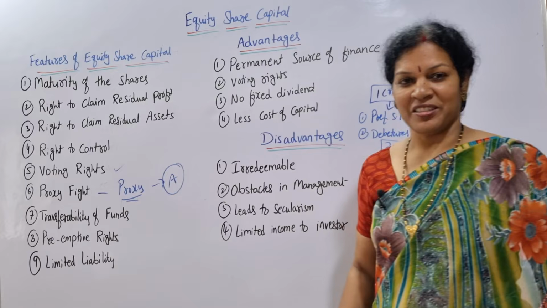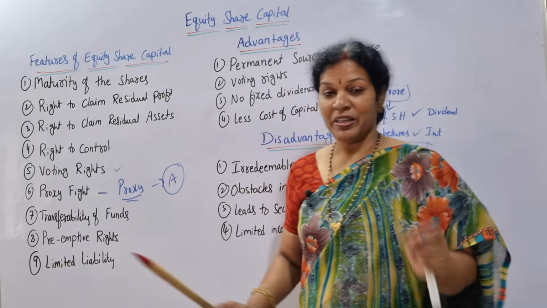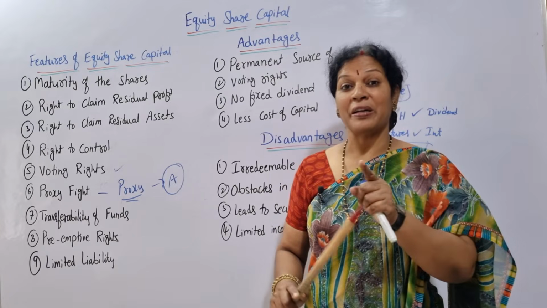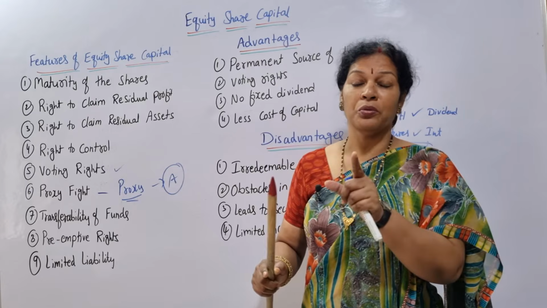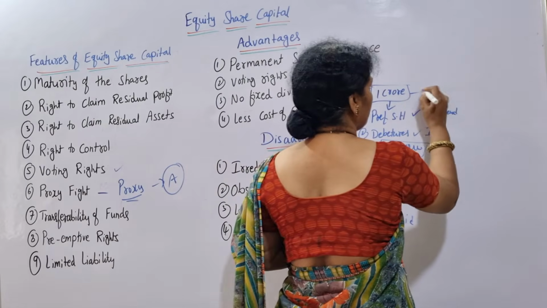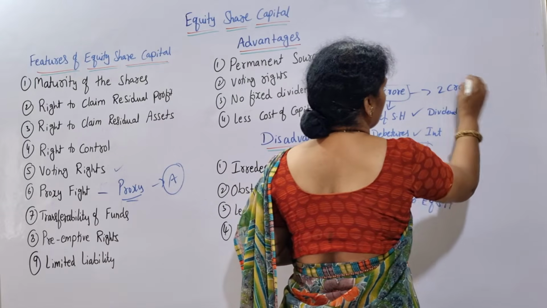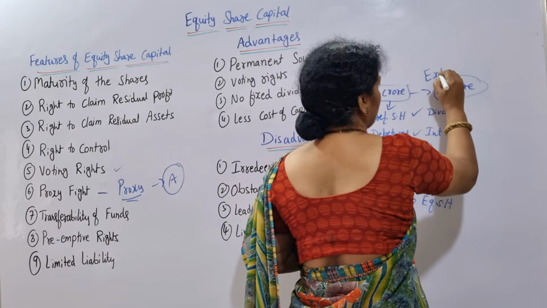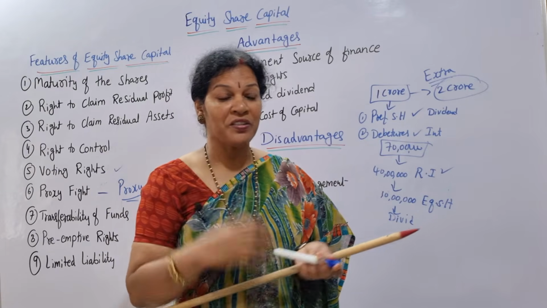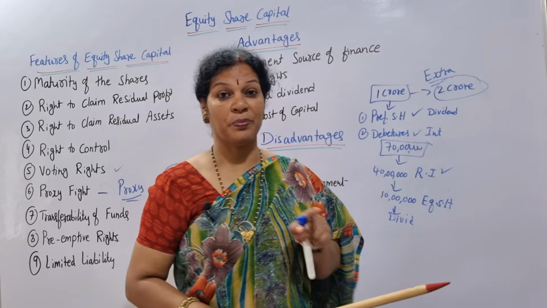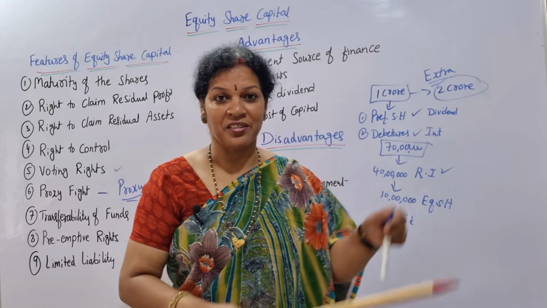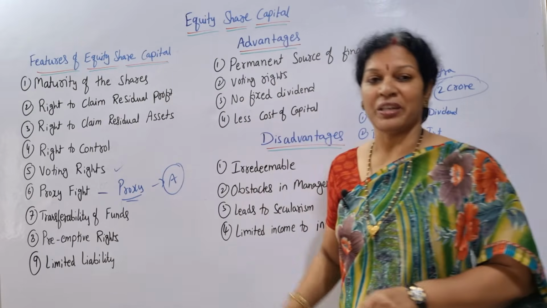Next thing, preemptive rights. Preemptive rights means whenever there is an equity shareholder, he has a right to purchase the new shares also. When the company is issuing new shares, suppose the company already has 1 crore, and is issuing 2 more crores extra. Now, being an equity shareholder, I have a right to purchase this 2 crore rupees. First preference will be given to the existing equity shareholders, then others. So this we call preemptive rights.